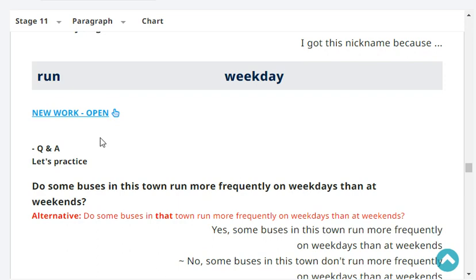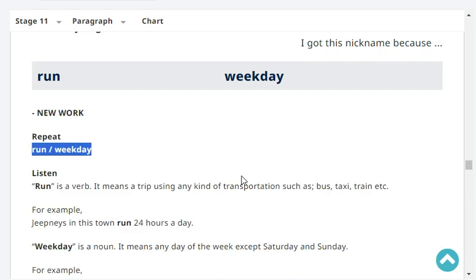Next, repeat: run, weekday. Very good. Okay, listen. The word run is a verb. It means a trip using any kind of transportation, such as bus, taxi, train, etc. For example, jeepneys in my town run 24 hours a day.